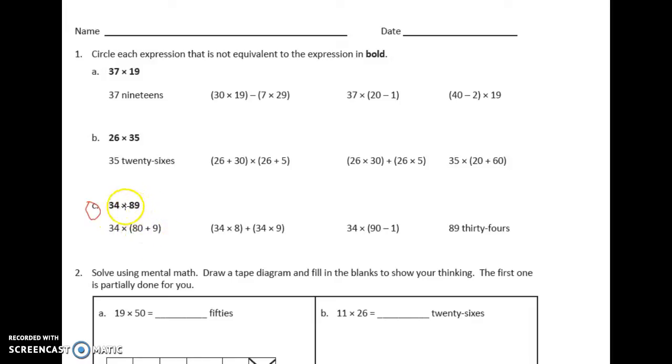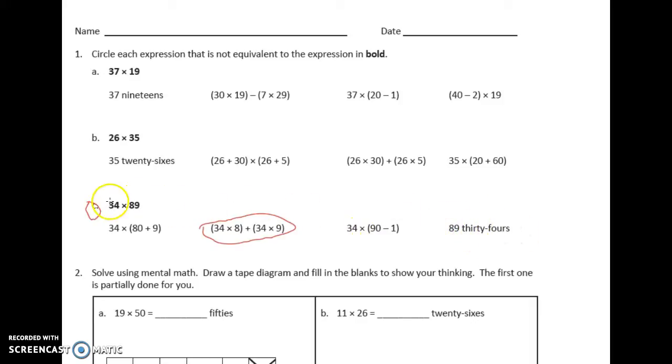If we think about 89, that's the same as 80 plus 9. And if we say we've got 34 89s, we're good. So that one's equivalent. If we say 34 times 8 plus 34 times 9, wait a second, this 8 is not in the ones place like this one is, so these can't possibly be equivalent to that. It's going to be a little too small. 90 minus 1 is 89. If we say 34 89s, that's equivalent.